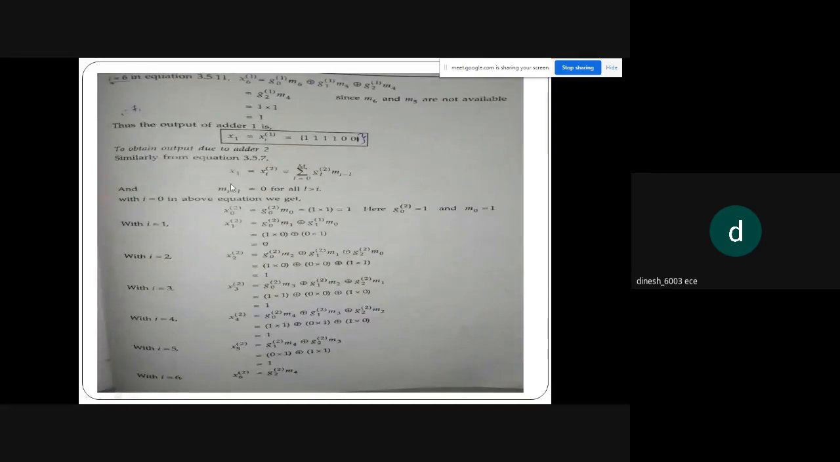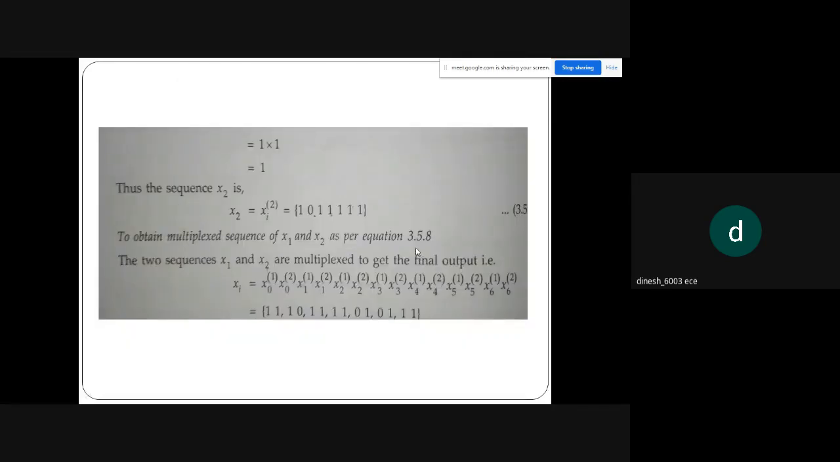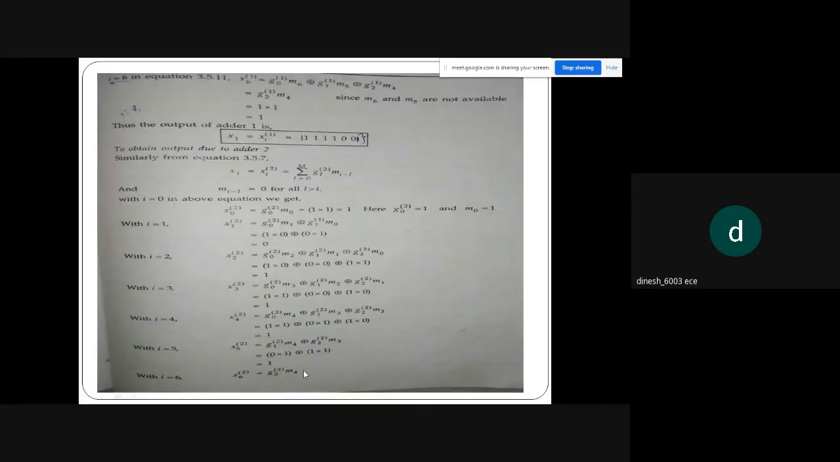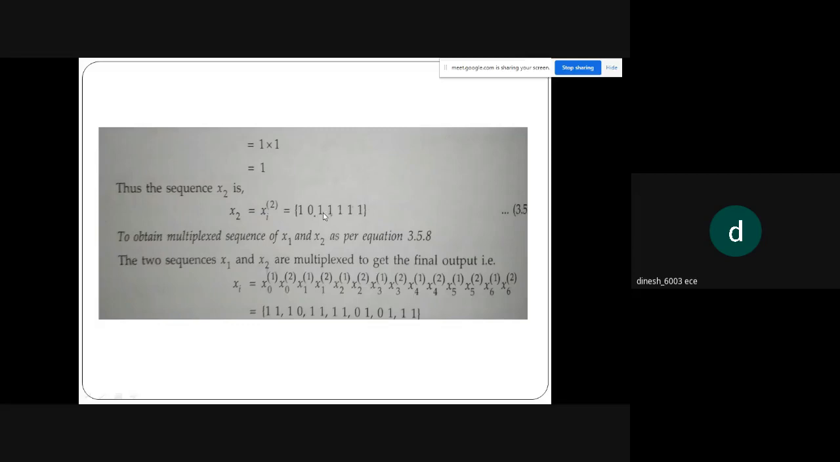So substitute i equal to 0, then substitute i equal to 2, 3, 4, 5, 6. Substitute i equal to 7 also, we will not get it. If we substitute i equal to 6, it will be till m4. If we substitute till i equal to 7, it will become m6, m7 and m5, which are not valid or not available. So we'll get this sequence. You can see 1, 2, 3, 4, 5, 6, 7. Do the manipulation, then we'll get this answer for x2 or x_i of 2.